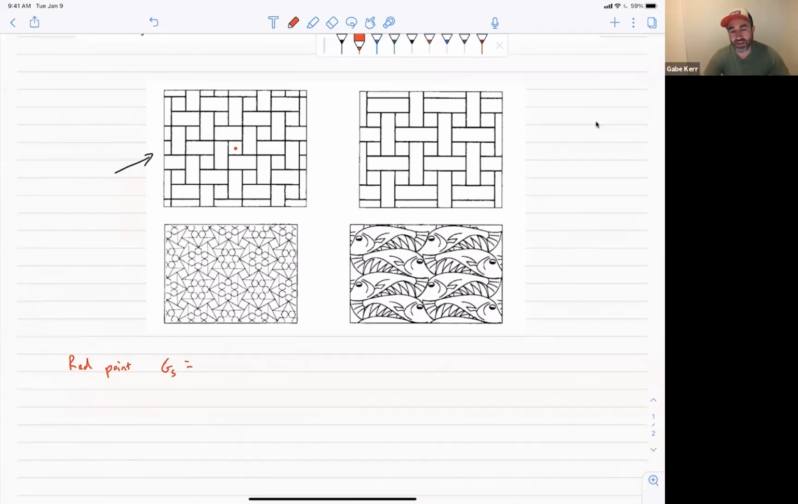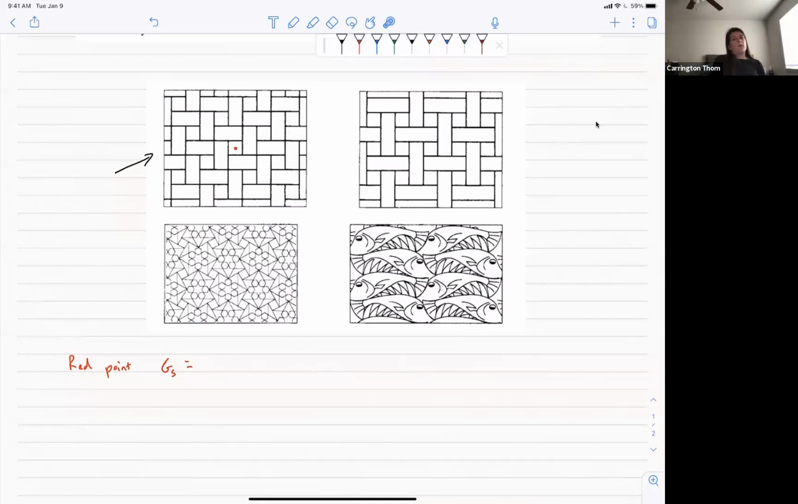When you ask for the stabilizer, you're looking at all the symmetries of whatever you're looking at that keep that red point where it is. This tessellation, I could take this square and translate it to this square and that would be a symmetry. I could carry the entire thing and it would give me a translational symmetry. But that's not going to be an element of the stabilizer of this red point, because the red point will go here. So we want all the symmetries that keep that red point exactly where it is. So what do you think?